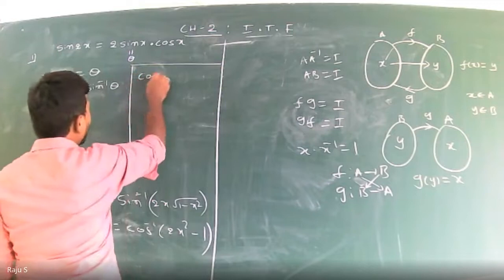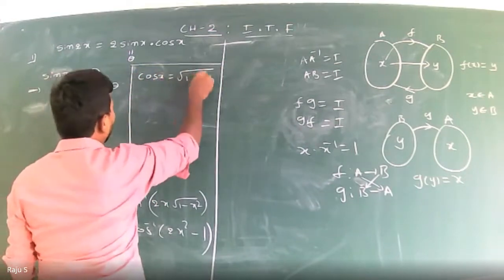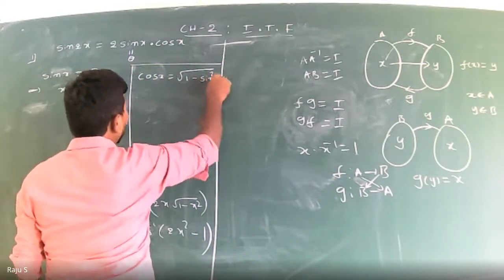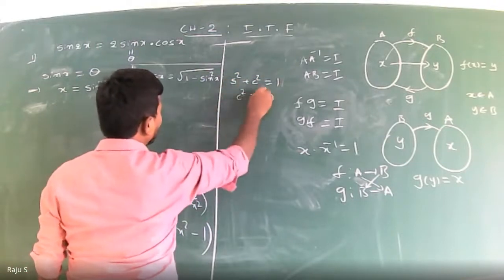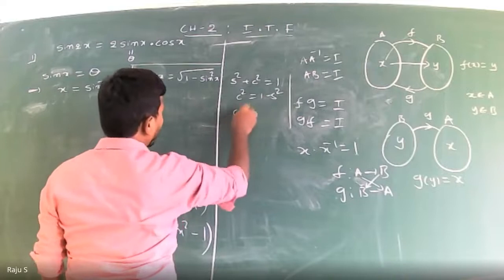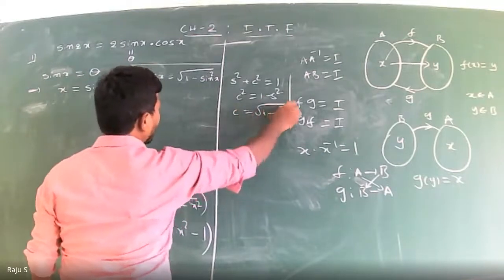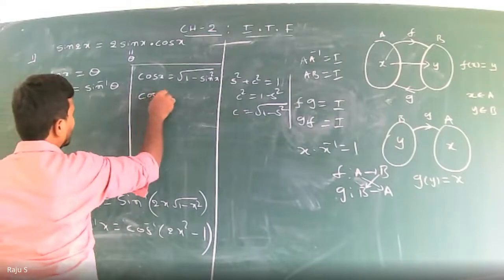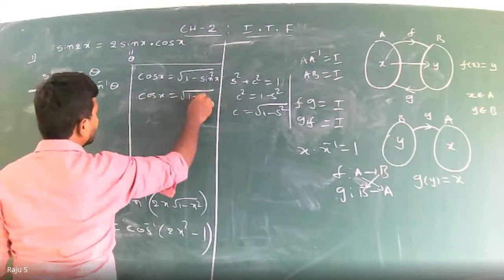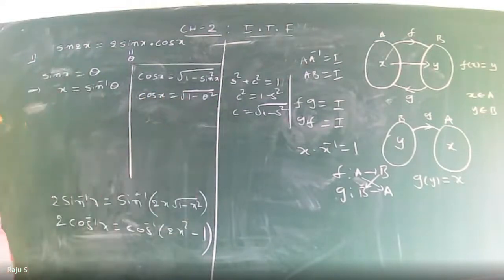Cos x can be written as root over 1 minus sin square x. Yes or no? Sin square plus cos square is equal to 1, so cos square is equal to 1 minus sin square. Then cos is equal to root over 1 minus sin square. I apply this property. So cos x, in terms of theta, is root over 1 minus theta square.